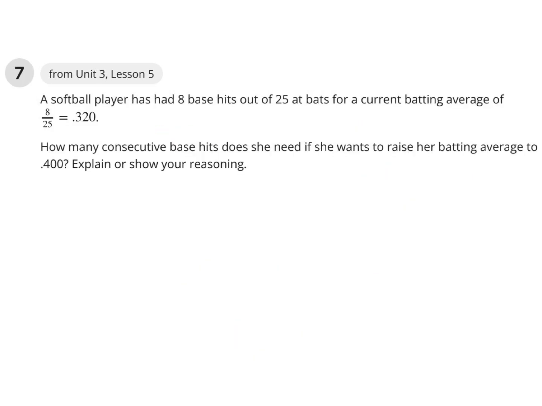Okay, a softball player had 8 base hits out of 25. This means divide: 8 divided by 25 for a current batting average of .320. How many consecutive base hits does she need if she wants to raise her batting average to .400? So if you have 8 out of 25, you add x consecutive hits, but your total at-bats go up as well. We set that equal to 0.400.